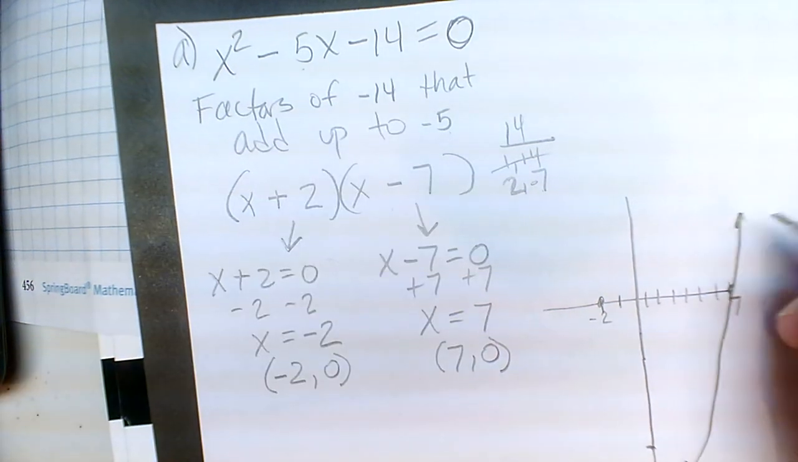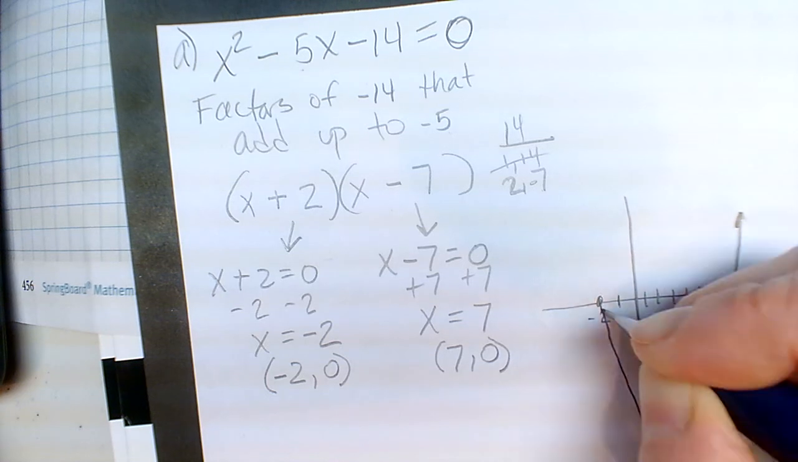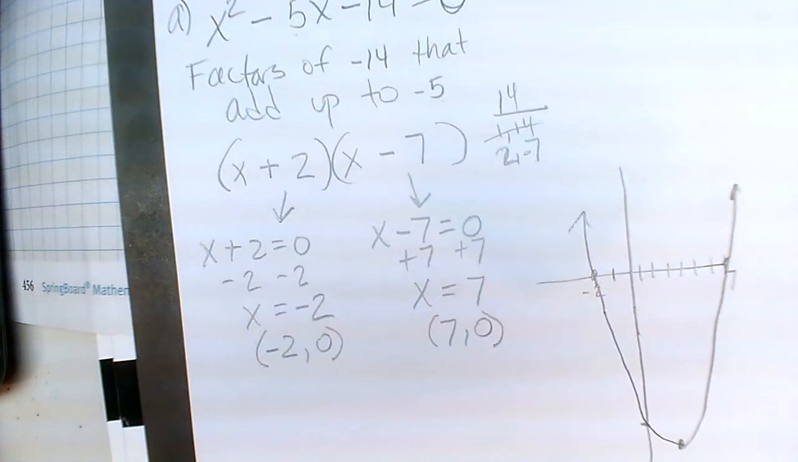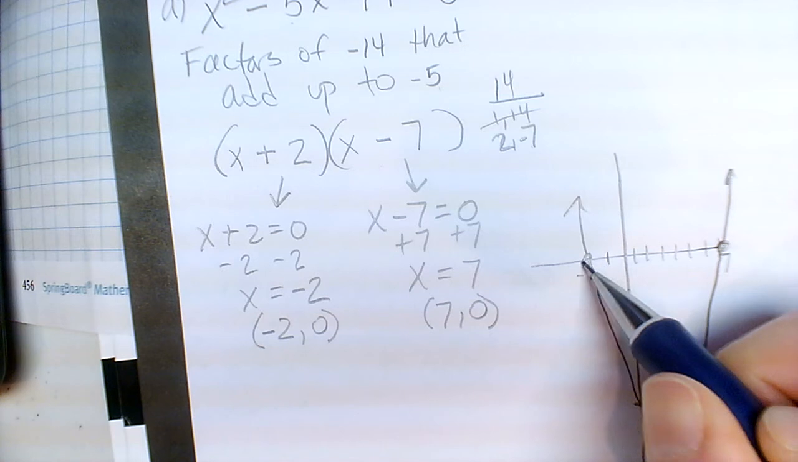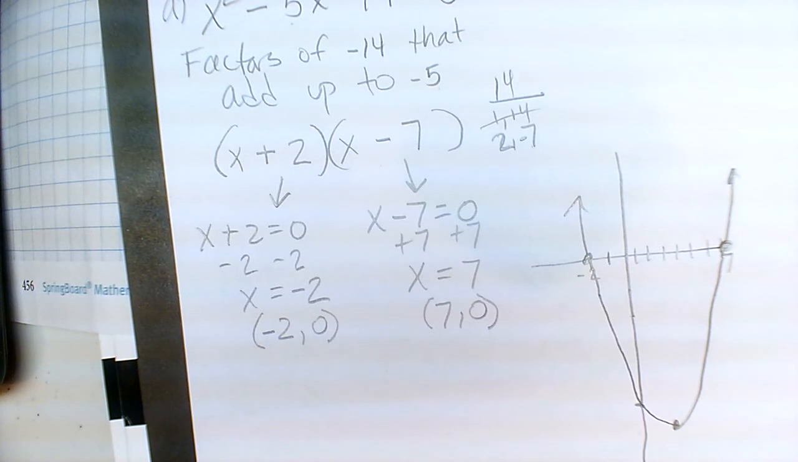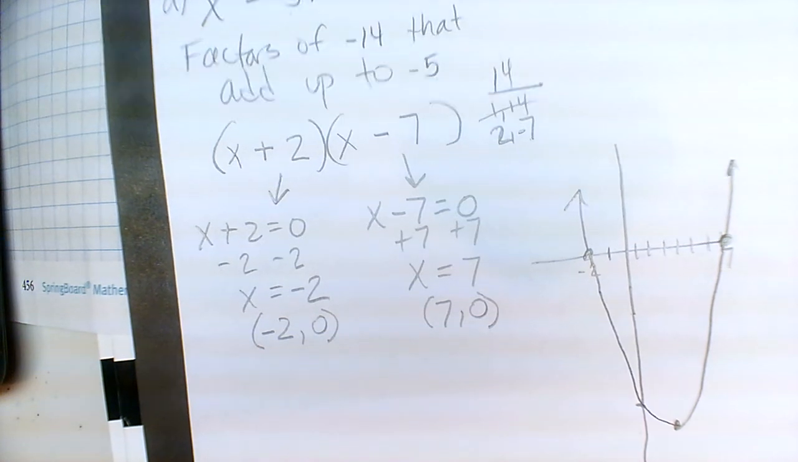This is just a rough sketch, folks. You can definitely check this on Desmos. All right, so your quadratic would look something about like that. But what did you just find? You found the x-intercepts of the function. Okay? All right, let's try B.